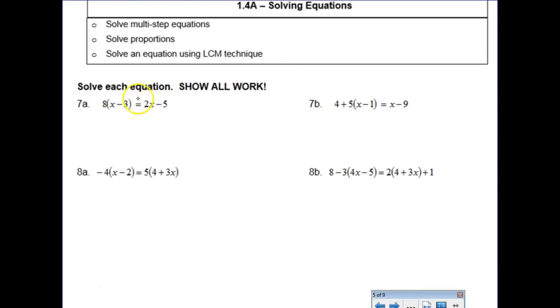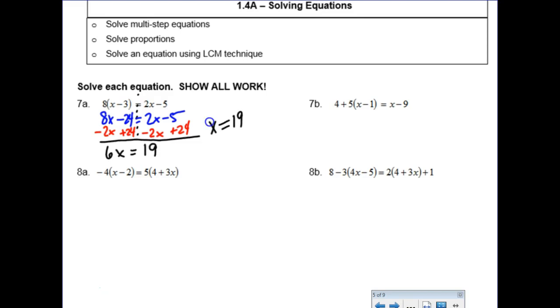Oh man, solving equations. Some of them are pretty basic and some of them are more elaborate. So here, a pretty basic one, distribute the 8. So 8x minus 24 equals 2x minus 5. And then we're going to solve for x. We're going to subtract 2x. And at the same time, let's add the 24 so that they're on opposite sides. Remember, constants on one side, variables on the opposite side. So we have 6x equals 19. Dividing both sides by 6, you get x equals 19 over 6. Leave it as a fraction. Those are my best answers.